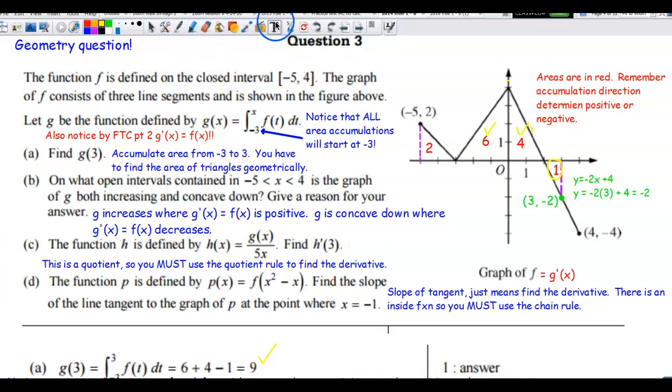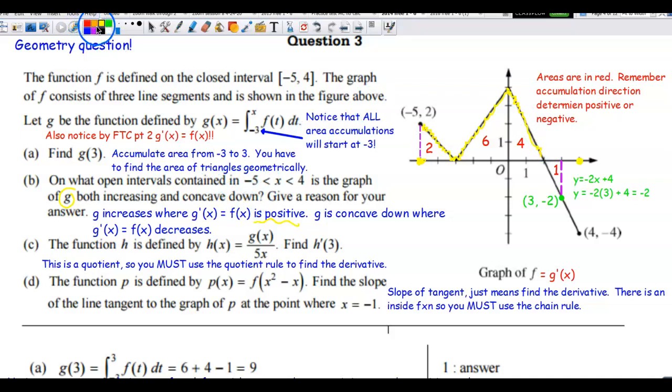Moving on to letter B. In letter B, we are looking for the open intervals from -5, so I'm going to block that off, 1, 2, 3, 4, 5, so we're starting here from -5 to 4, and we're stopping here, where the original function g is increasing. So if g is increasing, g prime or f is positive. So we can see that this graph is positive in the yellow zone, positive, positive, positive, okay?